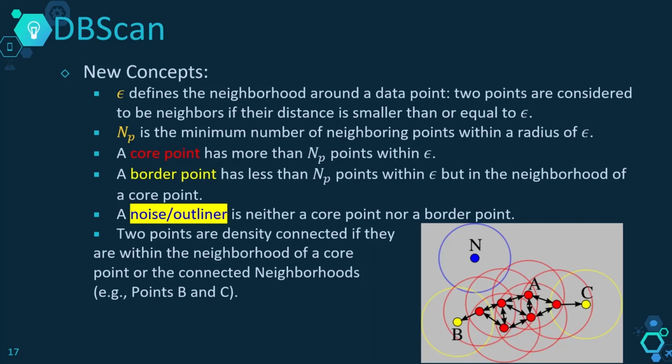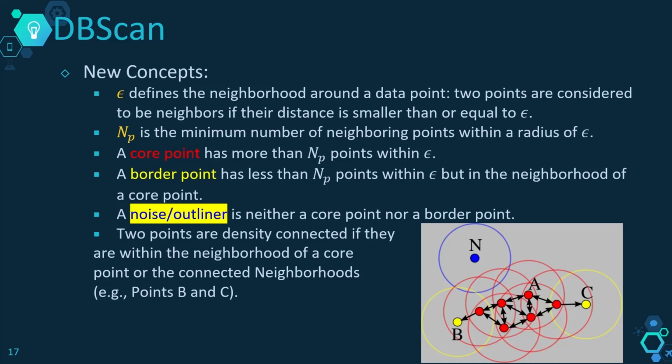A border point, here we use a yellow color to represent it, has less than NP points within epsilon, but it is still in the neighborhood of a core point. Neighborhood, again, we define it this way: it is within the distance of epsilon of the core point. A third type of point is called a noisy point or outlier. It is neither a core point nor a border point.